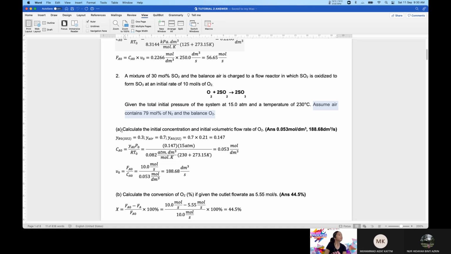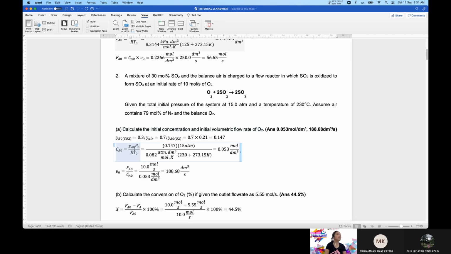It says calculate the initial concentration and the initial volumetric flow rate. Okay, so it wants us to calculate the initial concentration, O2 being our A, so it wants CA0, and it wants us to calculate V0: the initial volumetric flow rate V0 and the initial concentration CA0. Okay, so coincidentally we just did the first question. You know that to find the concentration in the gas phase, I know the pressure, I know the temperature, so I can find my CA0.